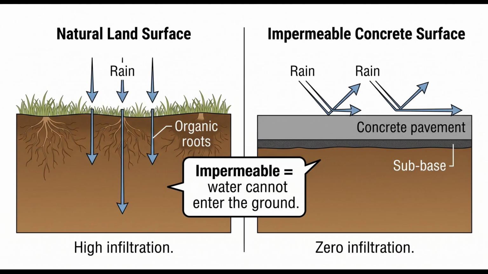Sandy soil allows fast infiltration. Clay soil is much slower. Vegetation cover helps because plant roots create channels for water to follow, and leaf litter on the surface slows down the rate at which rain arrives.